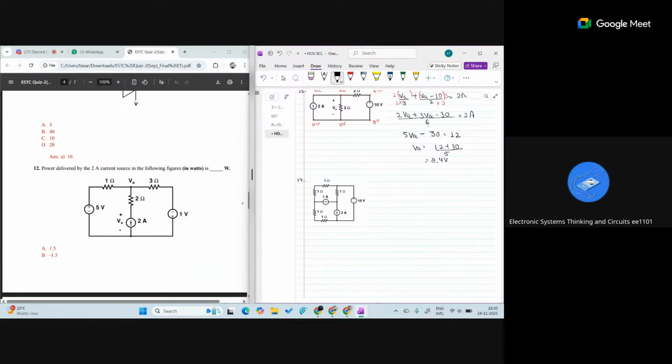I guess whatever Susil is saying is correct. 9 volt will be the voltage across the 2 ampere current source. But sir, this thing is getting short circuited. So this would be 5 volt, and here it should be 5 volt also. Whatever the calculation here, it should be 5 volt in the whole thing.